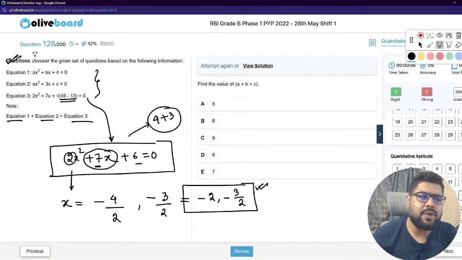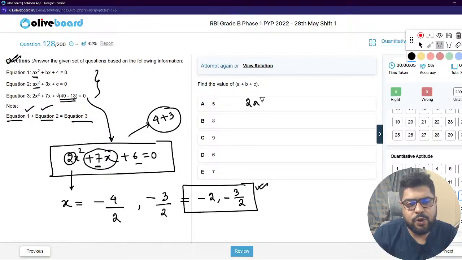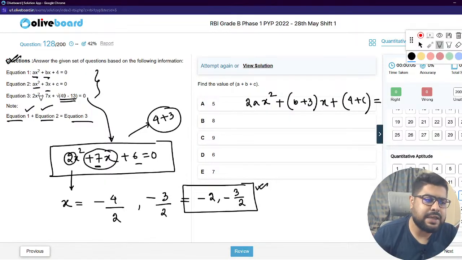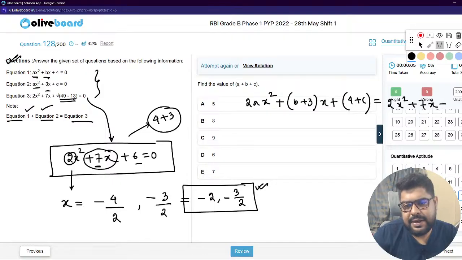Now they are saying equation 1 plus 2 gives you 3. Chalo, let's do it, sir. So I'm adding both the equations. ax square plus ax square will give you 2ax square, plus bx plus 3x will give you (b plus 3) into x, and this will give you 4 plus c. That is equal to this thing, 2x square plus 7x plus 36.